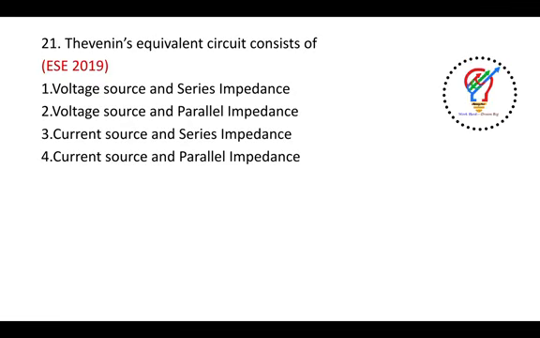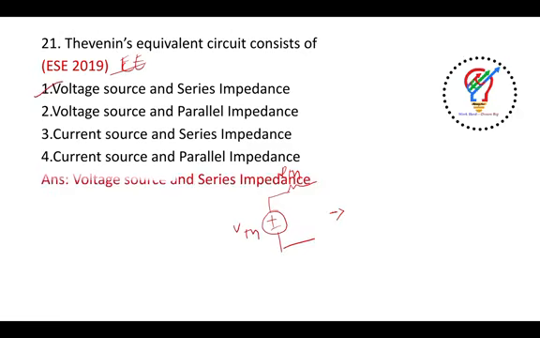Thevenin's equivalent circuit consists of. This is asked in the ESE 2009 electrical paper. What is Thevenin's equivalent? As per Thevenin's theorem, a network consisting of resistances and voltage sources can be combined together into a voltage source VTH in series with RTH. That means Thevenin's equivalent represents a voltage source in series with its impedance. So the correct answer for this question will be 1 here.